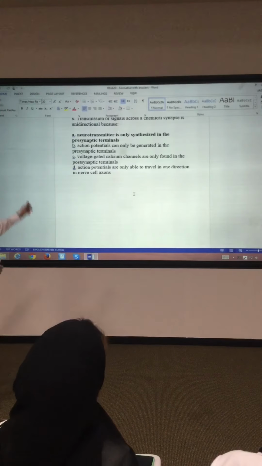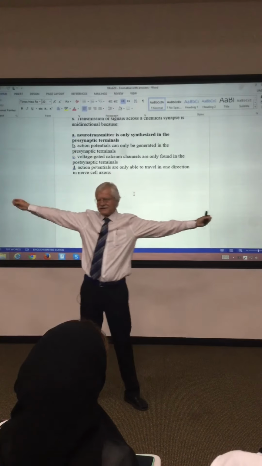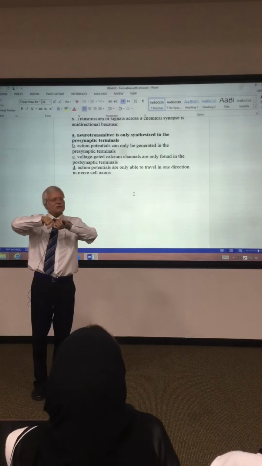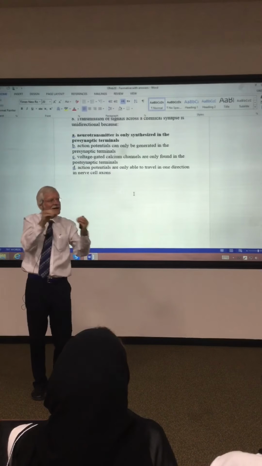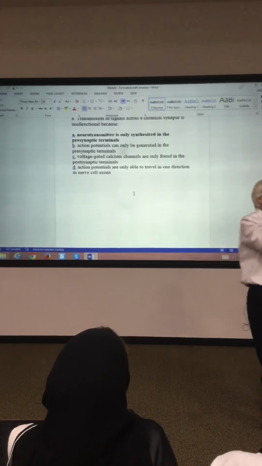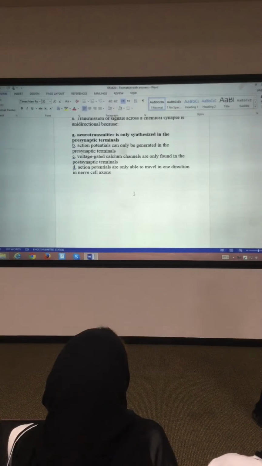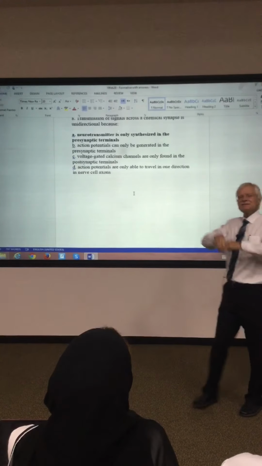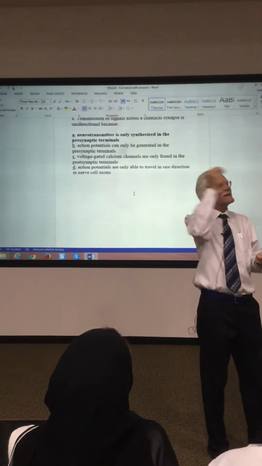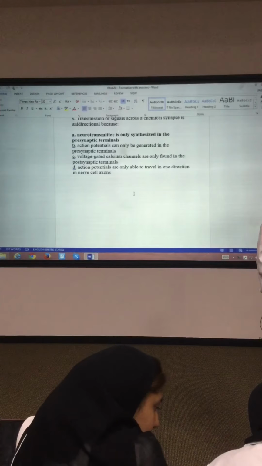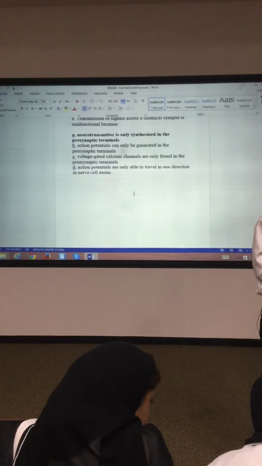No. Because if I've got a nerve, here it is, and I stimulate it in the middle, action potentials can travel both ways, can't they? It's like a piece of wire. If I put electricity this way it'll go to the light at this end, or it'll go the other way, either direction. So a piece of nerve, you can travel both ways. But when that nerve is connected into a system, and another nerve, that's when the unidirectionalness happens. You see why that one is wrong?